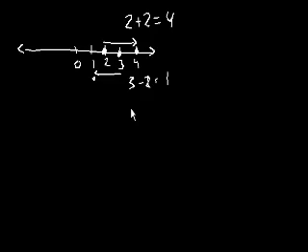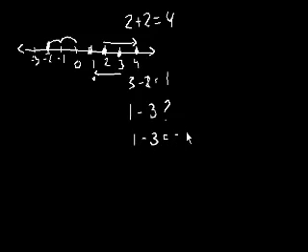Now what if I were to say, what is 1 minus 3? Well, it's the same thing. You start at 1, and now we're going to go below 0. What happens below 0? Then you start going to the negative numbers: negative 1, negative 2, negative 3, and so on. So if I start at 1, and go 1, 2, 3, I end up at negative 2. So 1 minus 3 is equal to negative 2.